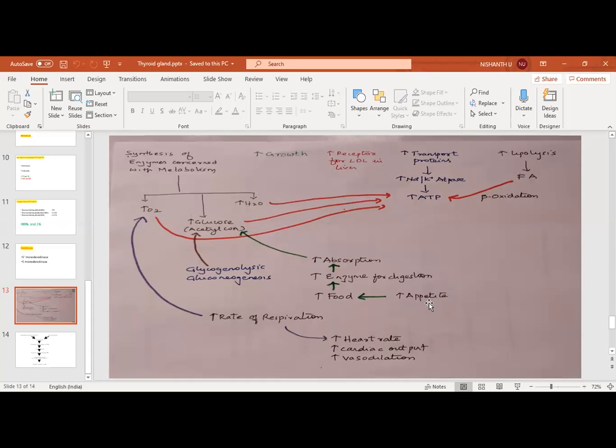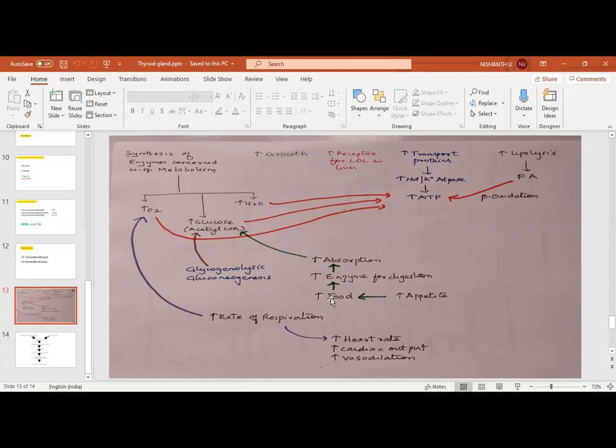I think you understand the link here. Everything started with ATP. Once ATP is required, then automatically increased oxygen is required, increased glucose is required in the form of acetyl-CoA, increased water is required. We are talking about increased glucose. If you want increased glucose, it means increased absorption of glucose should be there from the intestine. If you are expecting increased absorption, all the enzymes concerned with the digestion should be increased. That also will be done by the thyroid hormone.